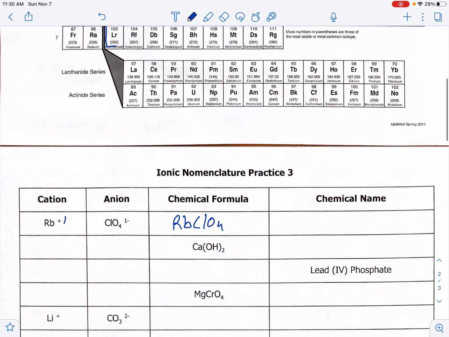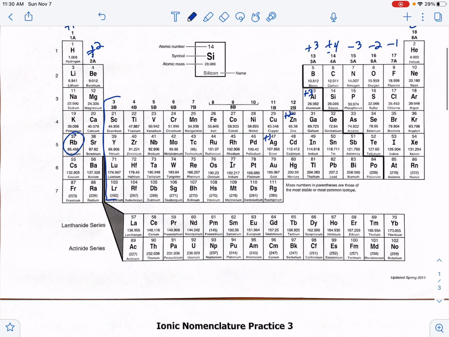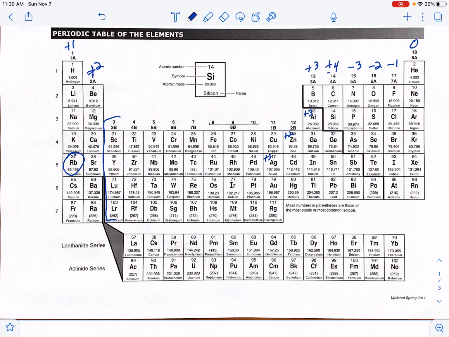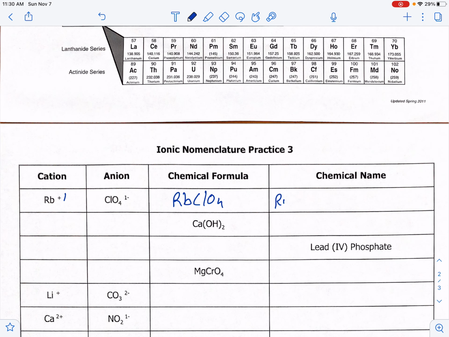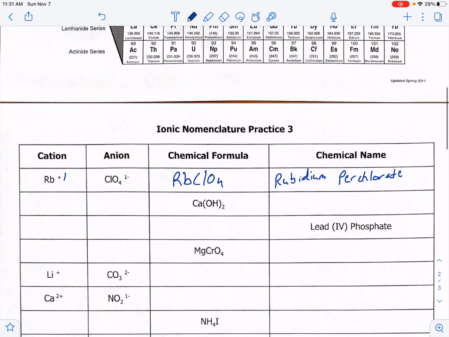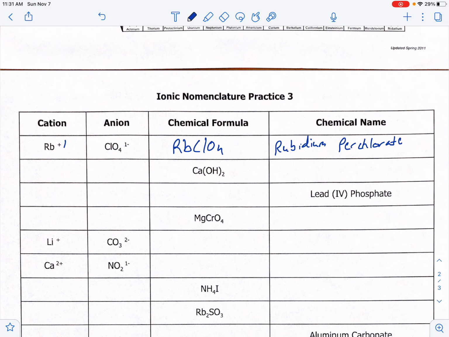Now I'm going to come up here, I'm going to check my Rb, so Rb is right here. I can see that is in group 1, so that means I don't need a Roman numeral. Okay, so I'm just going to write rubidium. And then ClO4 is perchlorate. So again, you have to know those polyatomics. Okay, so if you need help with memorizing, refer back to that video I made to help with memorizing those polyatomics.